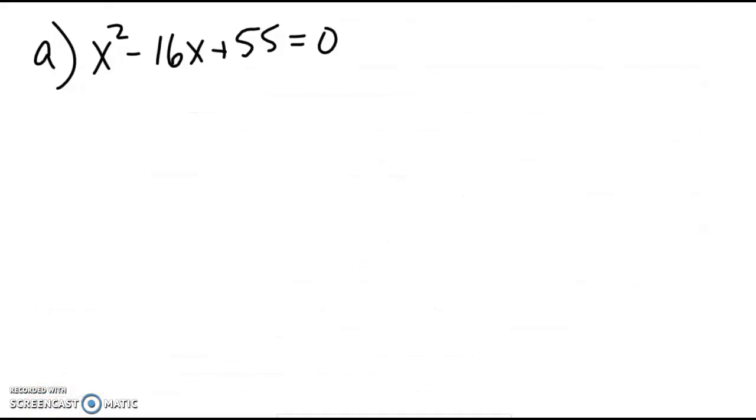So here's another way to do this problem. This one lends itself to doing it this way as well. Not all of them will be as simple as this. So we talked about how that 55 needs to be what in order for us to factor it into a perfect squared binomial.